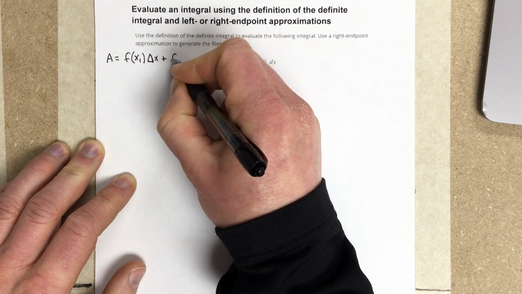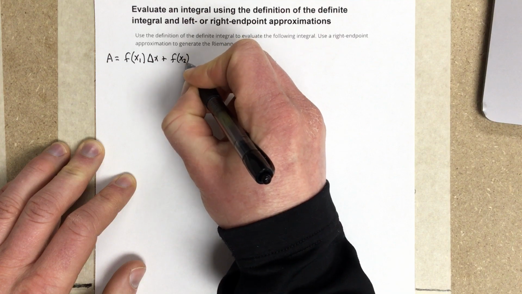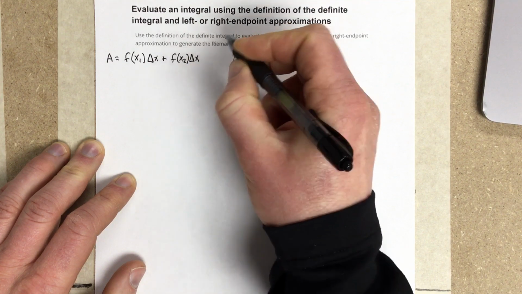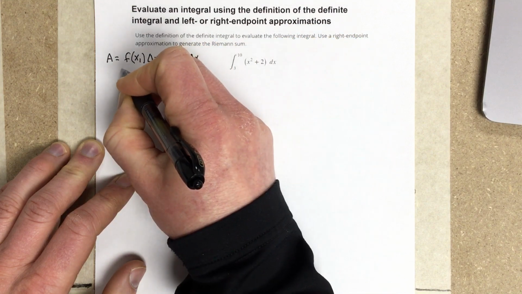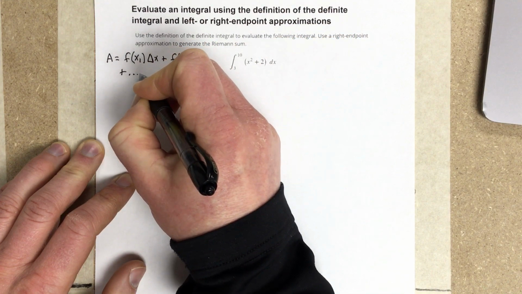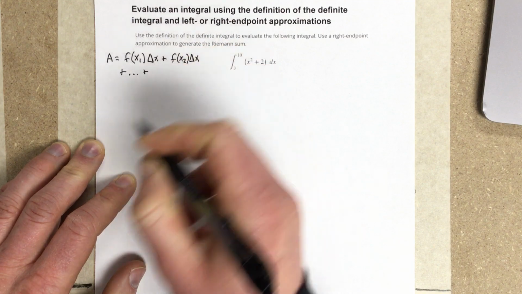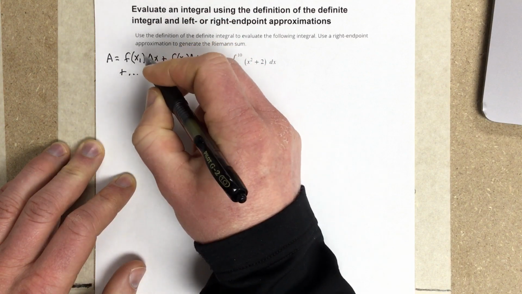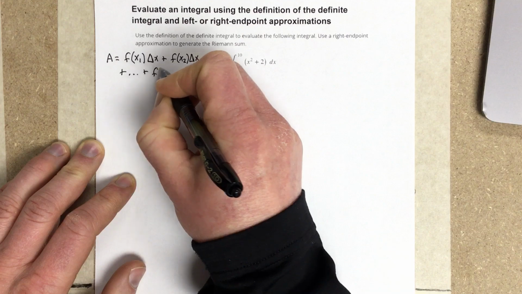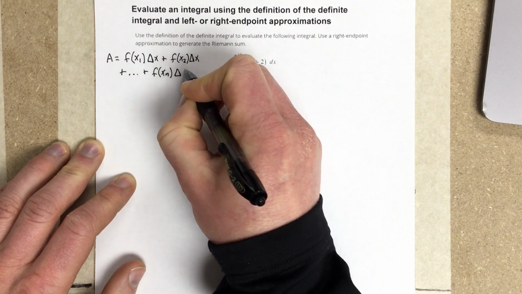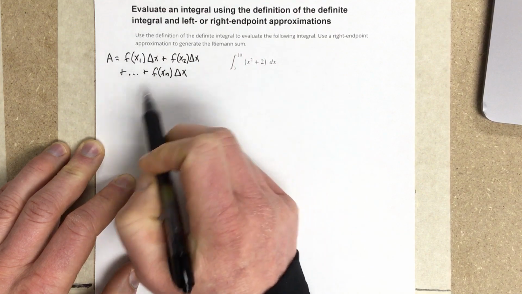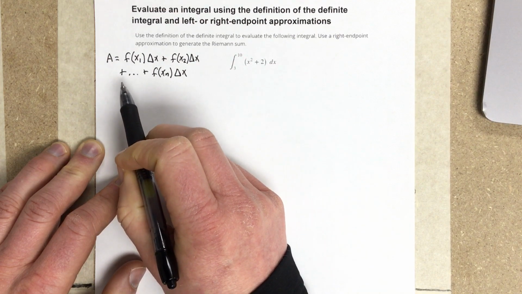plus f of x2 times change of x plus, I'm just going to write plus dot dot dot, plus we end up with f of xn times change of x. So that's how we found the areas in our previous section.